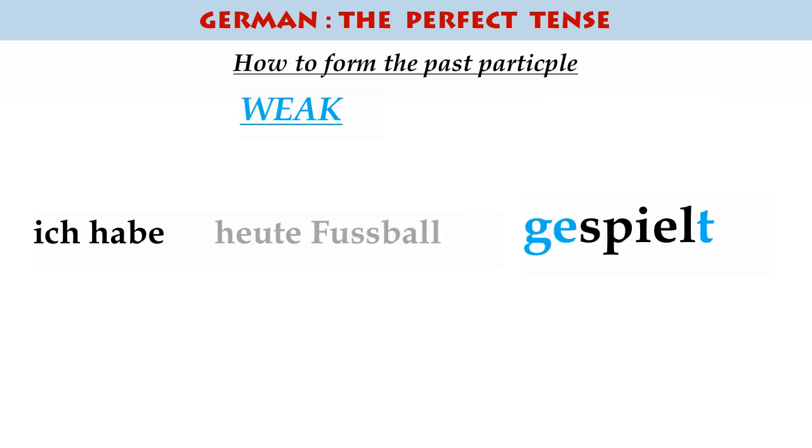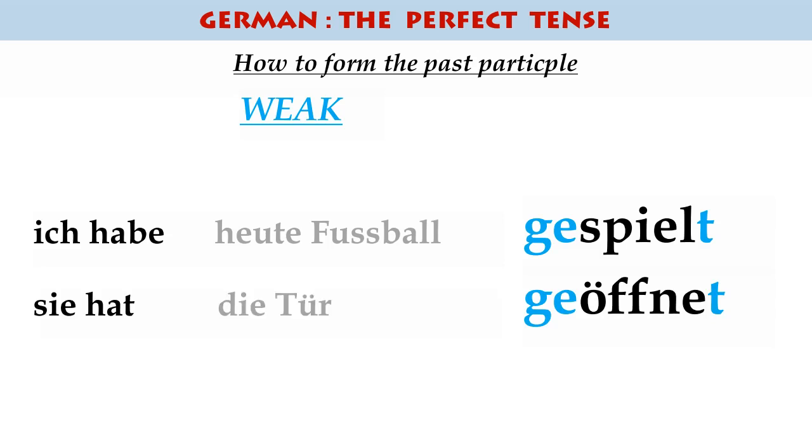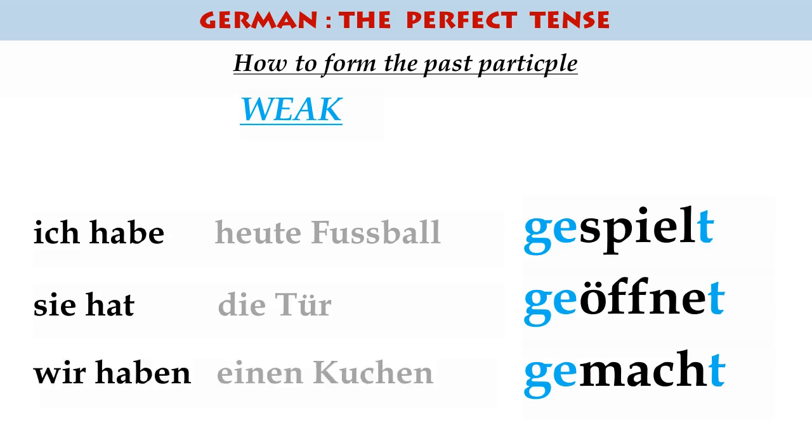Sie hat die Tür geöffnet. The very common verb machen is weak. It simply goes to gemacht. Wir haben einen Kuchen gemacht.